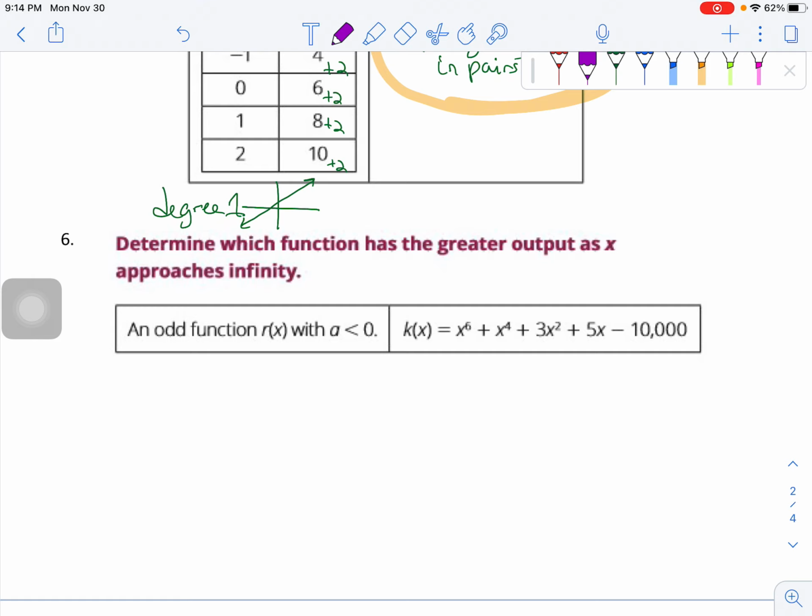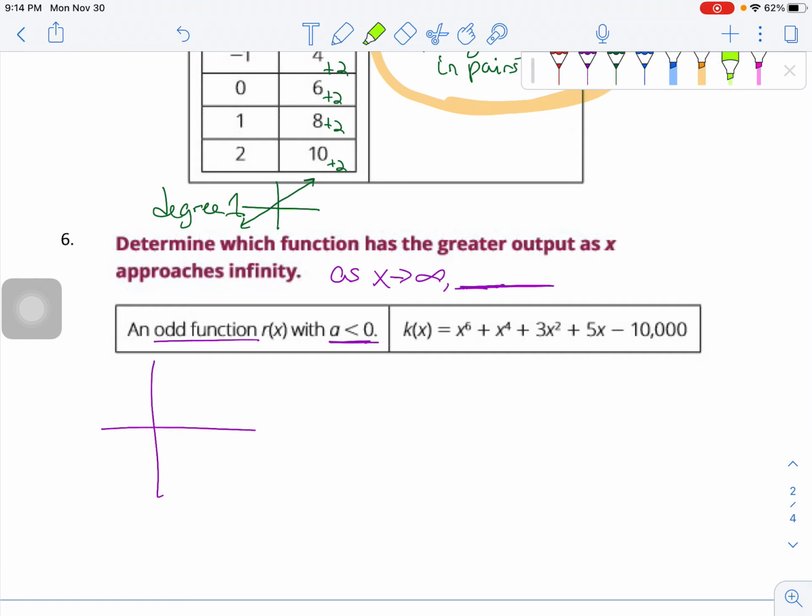So problem number 6 here, example 6, determine which function has the greater output as x approaches infinity. So this would actually be working really well with our end behavior. So what we're looking for is as x approaches infinity, what is happening to our function? And one of the best ways to deal with this is to graph it, okay? So we've got r of x here. We know r of x is an odd function, but I'm telling you that a is less than 0.